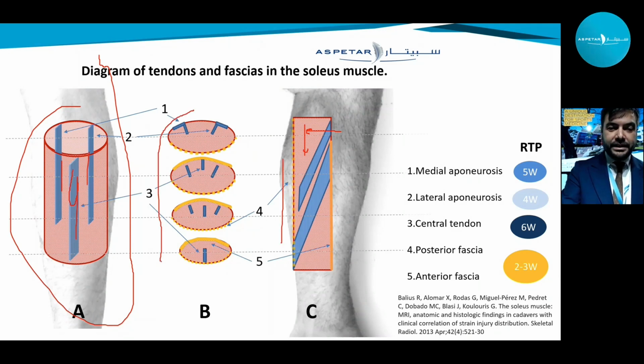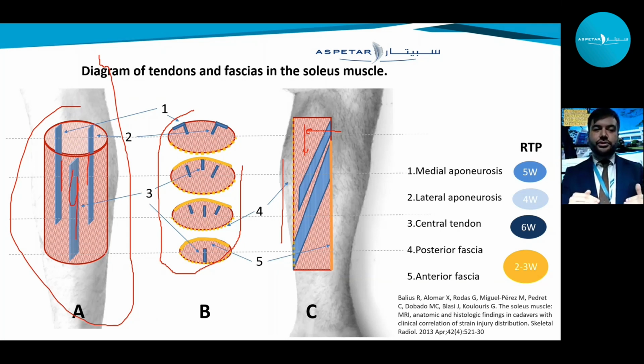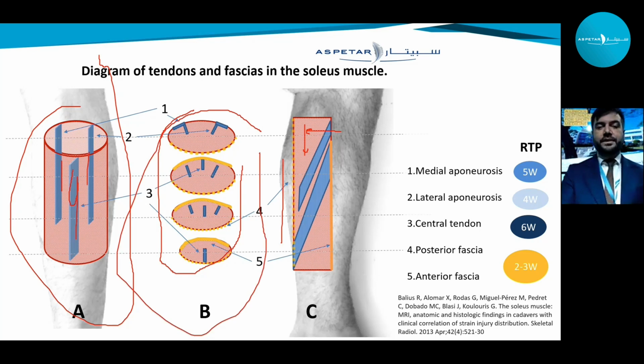And in this transverse diagram, we can more or less identify the tendons and their position within the muscle because they change. In the anatomy that we see in MRI, we normally use the axial plane, so that's why this is the most important part of this diagram.